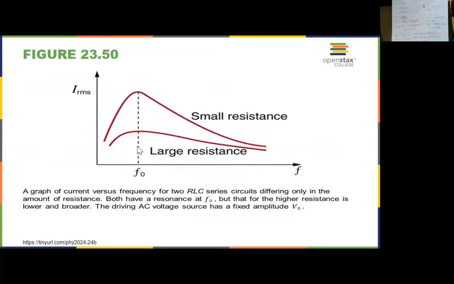So when you reach the resonance frequency, your current will be maximum. So your current is a plot like this. This is for a small resistance. This is for a larger resistance. But either way, you will get maximum RMS current when F equals F0, which is the resonance frequency. Okay.